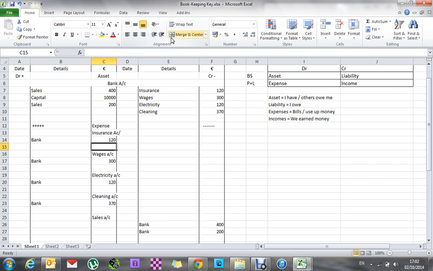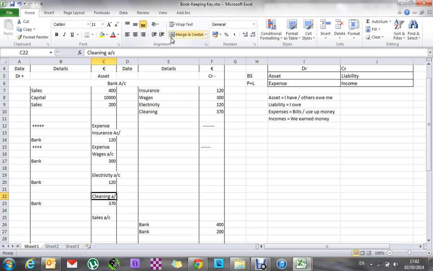Wages, also it's a way of using money, so it's expense. And therefore that's the plus side. I think you're getting the point now at this stage. And that's the minus side. And we've had more expense, wages, so we have a debit. Electricity again, expense, debit. Okay.